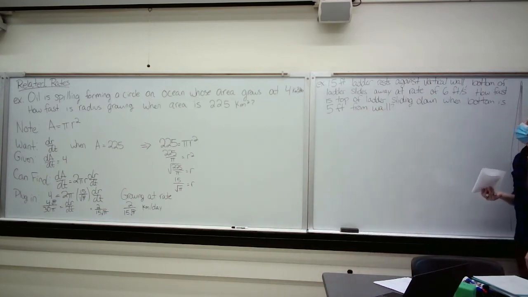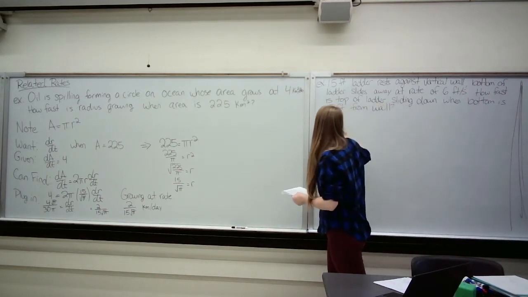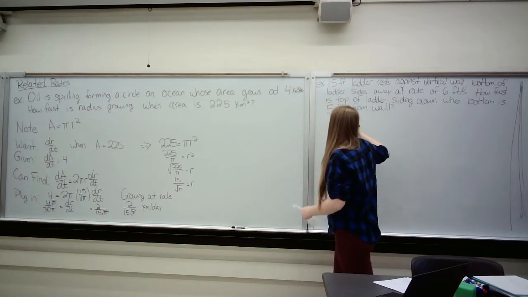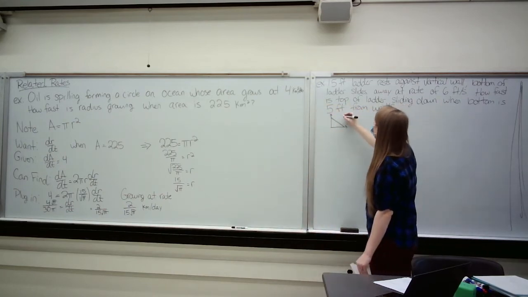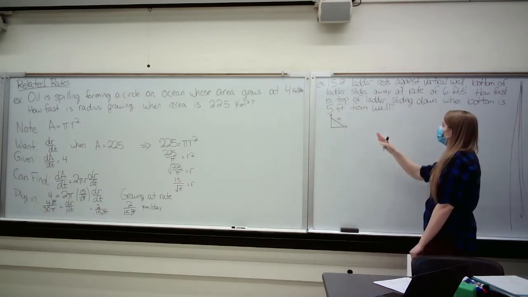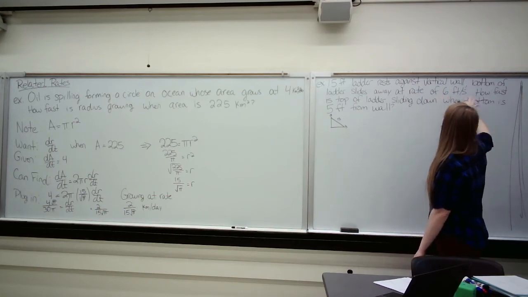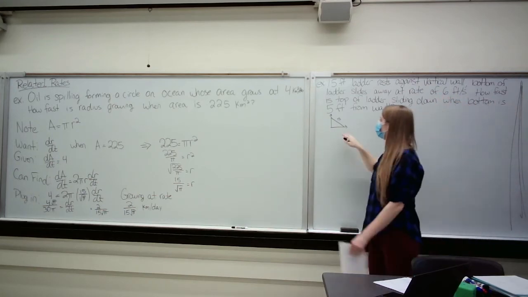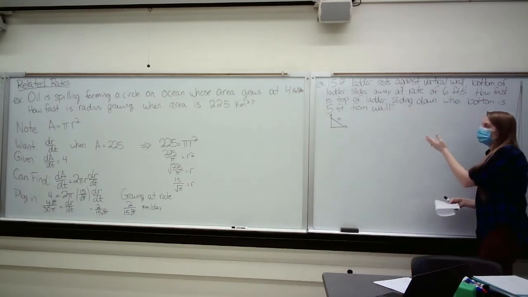So a 15-foot ladder rests against a vertical wall. The bottom of the ladder slides away at a rate of 6 feet per second. How fast is the top of the ladder sliding down? The bottom is 5 feet from the wall. So, if you remember in class, we've done problems like this. If our ladder is 15 feet, and we want to know when the bottom of the ladder is 5 feet away, we want to know how far that is.